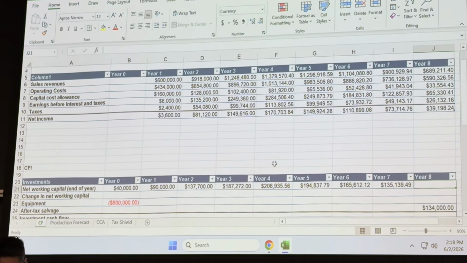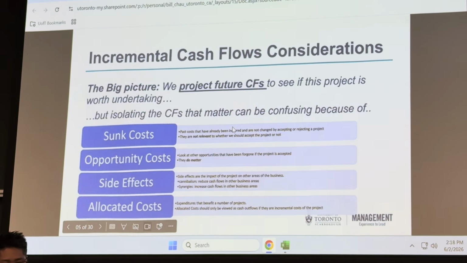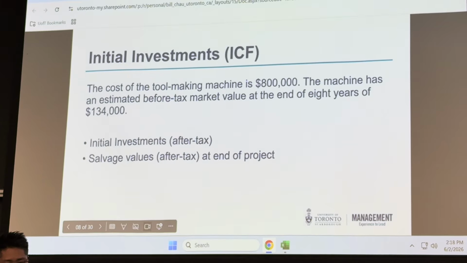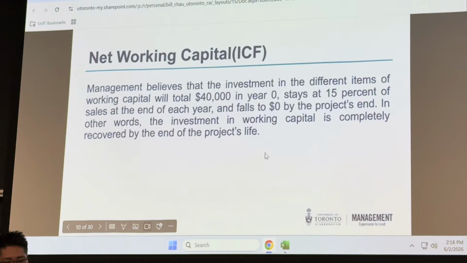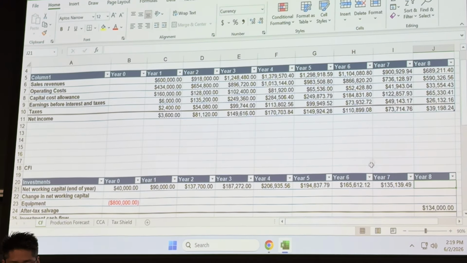And then, in the case, it also say by year 8. So I'll highlight what it is here. All right, there we go. Management believes that the investment in the different items of working capital would total $40,000 in year 0, stays at 15% of sales at the end of each year, and falls to 0% by the project's end. Meaning year 8, it's gonna be 0. All right, we good with that? Any questions with that?